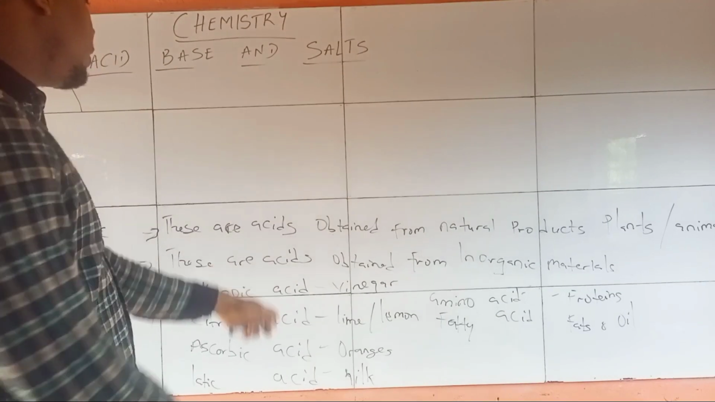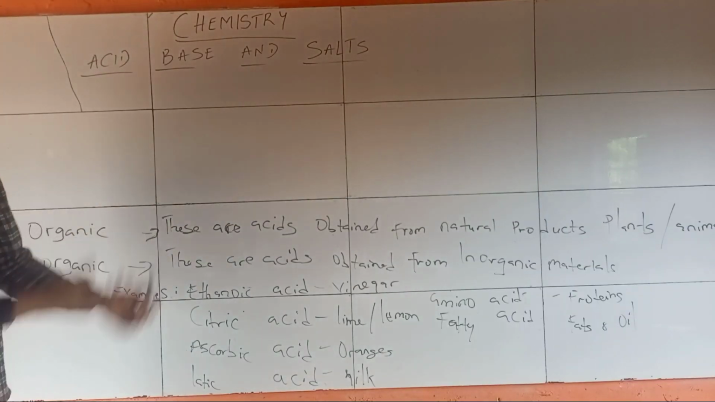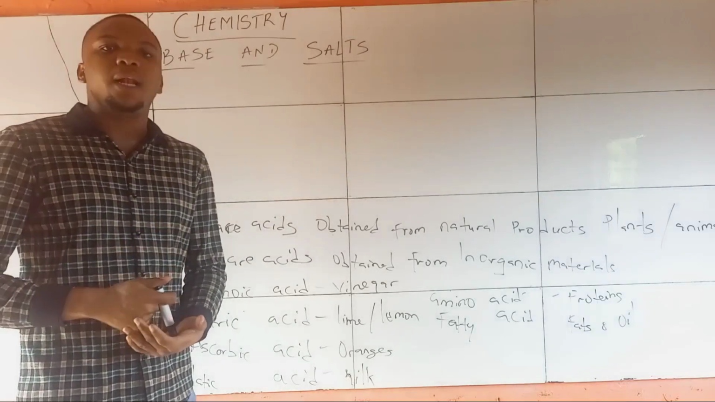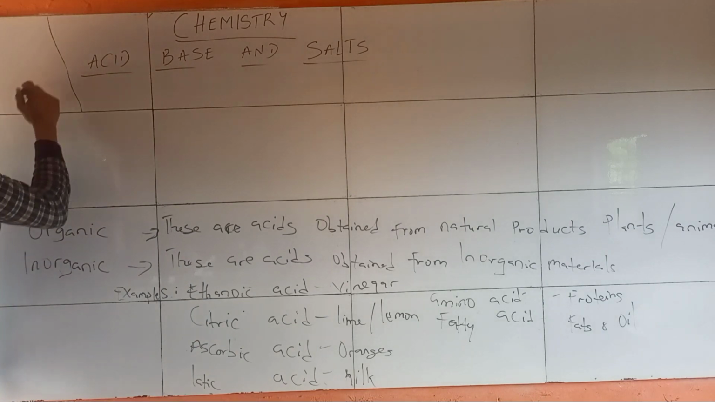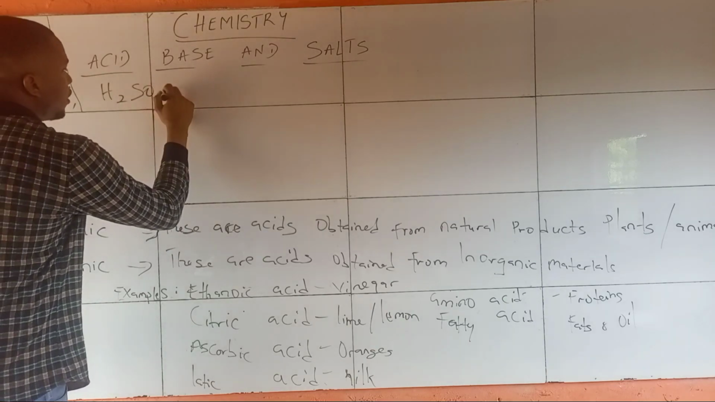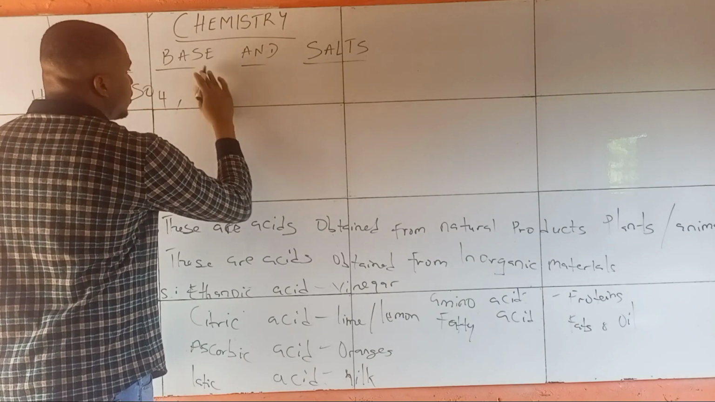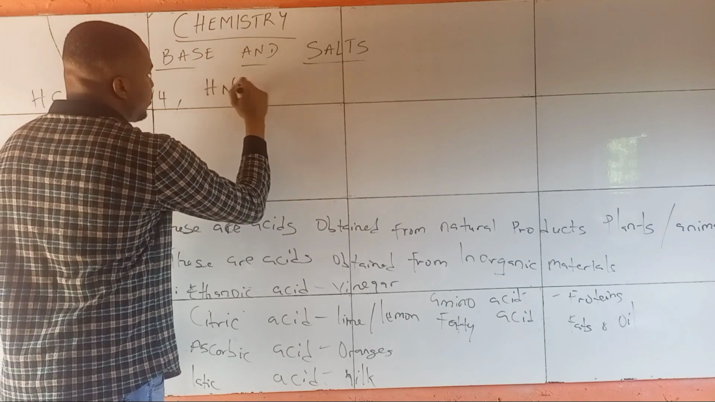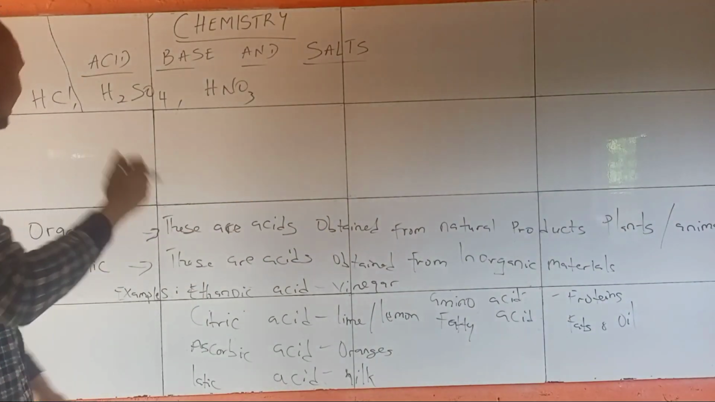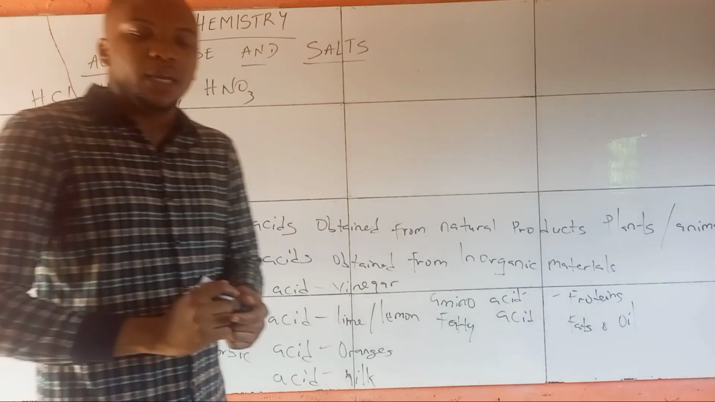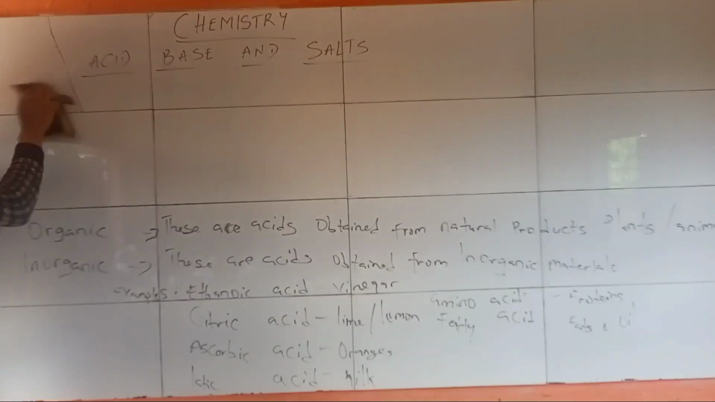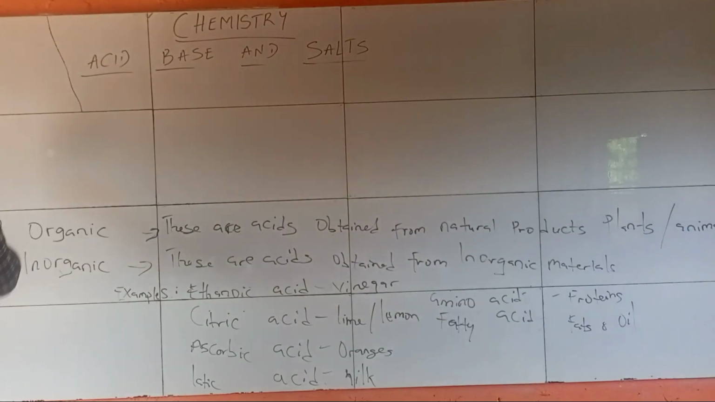We say inorganic acid. These are acids obtained from what? Inorganic what? Materials. What you should take note of is that these are inorganic acids. They can be made industrially or in the laboratory. Examples are your hydrochloric acid, you know this already, your sulfuric acid, trioxonitrate five acid, any acid you can think of that can be produced in the laboratory or industrially are examples of your what? Inorganic what? Acid.